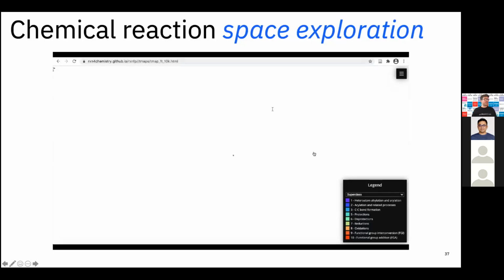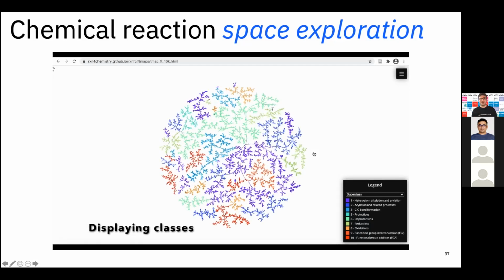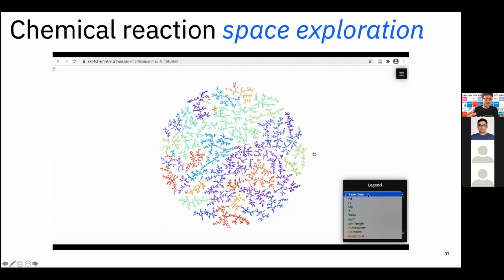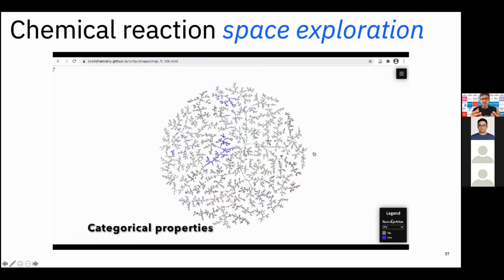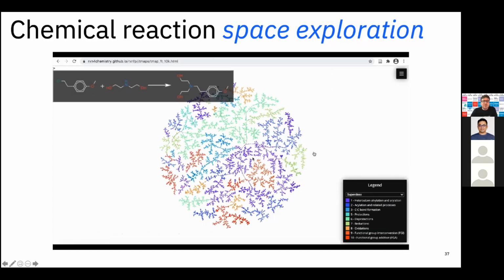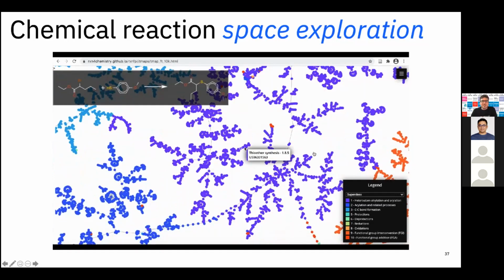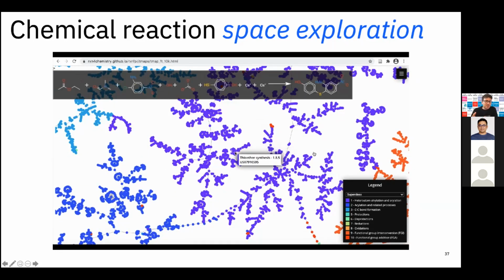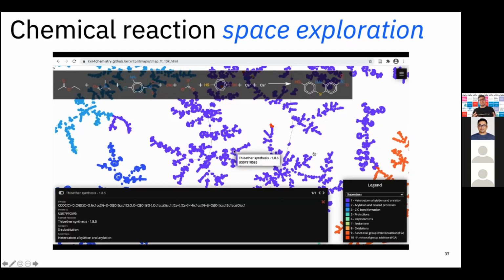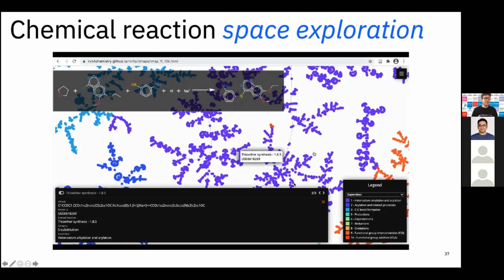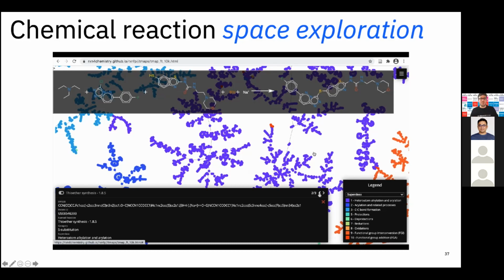Here you have an example of an interactive reaction atlas, where we can display categorical properties, but also continuous properties, and get a feeling of the local but also global trends of our reaction dataset. We can zoom into the reaction atlas and display different reactions, highlight additional information, and so on. And it gives us a new way of exploring chemical reaction space.